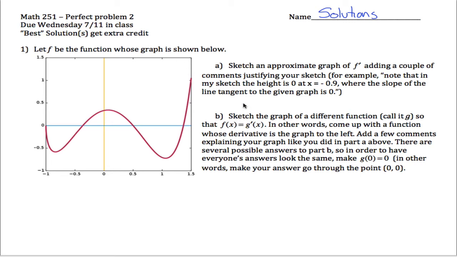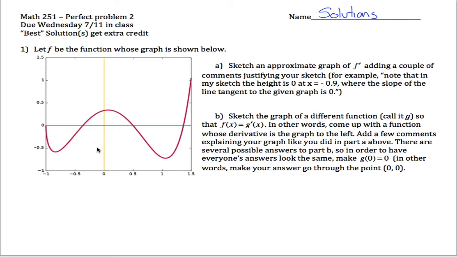All right, here are solutions for Perfect Problem 2 for Math 251. The basic idea is you're given a function and asked to sketch its derivative. So you're supposed to look at this graph and be able to ballpark what the slope of the tangent line to this graph at any point would be, and then draw a graph whose height represents that slope.